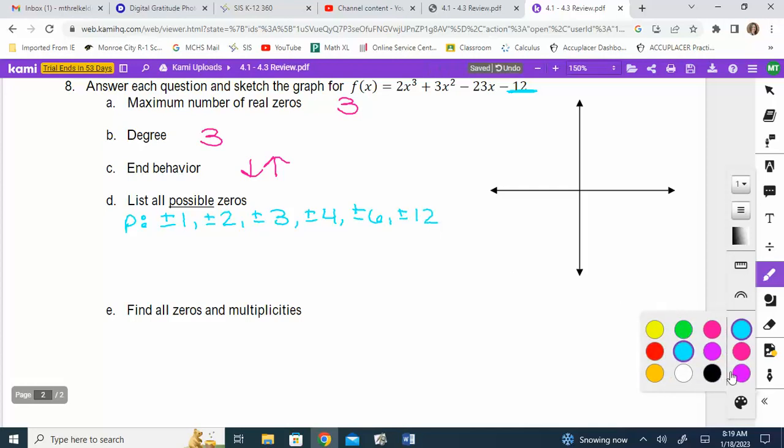And then we did our Q value. Q is from the leading coefficient. So what's everything that goes into 2? 1.